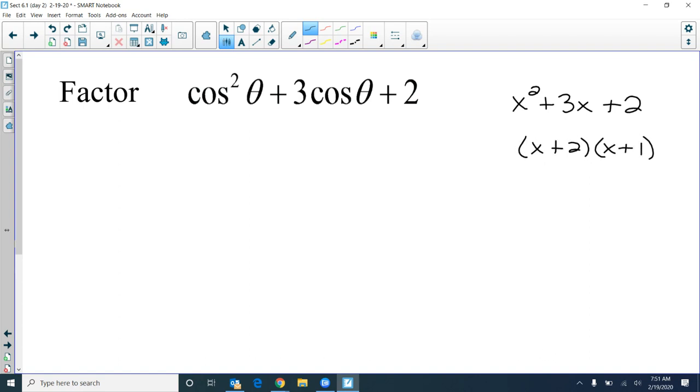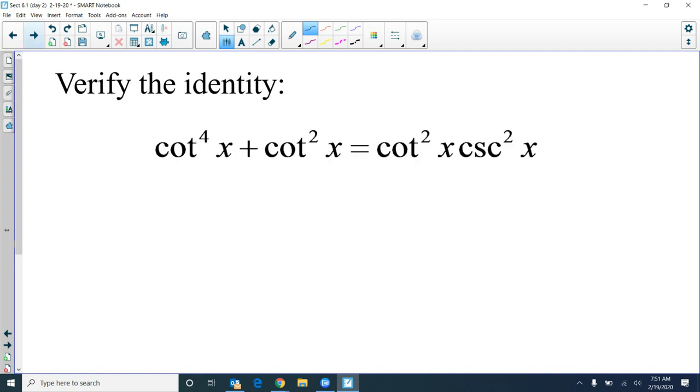All right, so this is what we got. This is going to factor into cosine of theta plus 2 times cosine of theta plus 1. So that's how you can have different cases of factoring here. You got a squared, you got a linear term, you got a constant. X squared plus 3x plus 2, exact same thing. You're using the exact same principles. Just want to make sure I covered that.